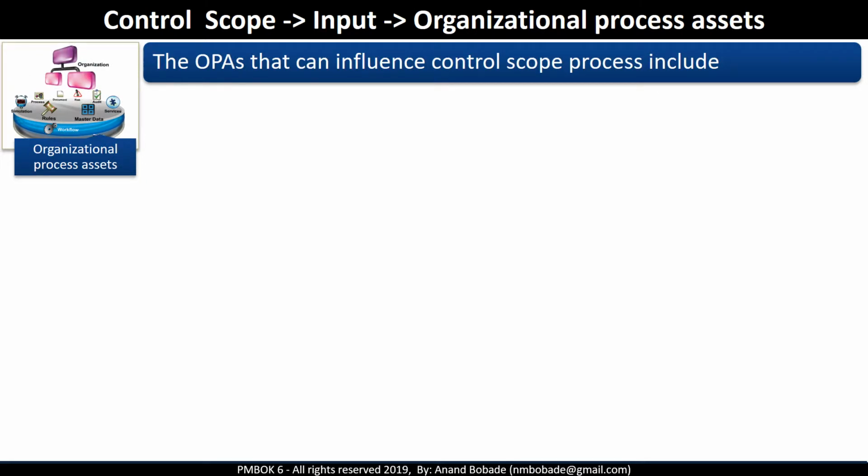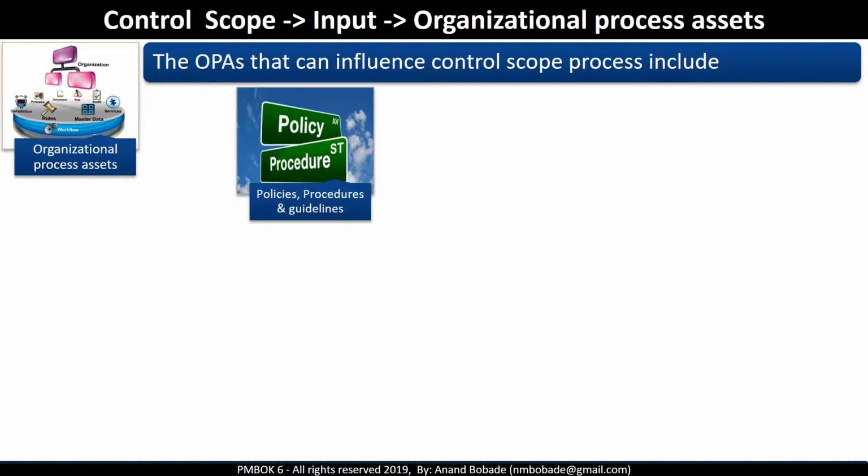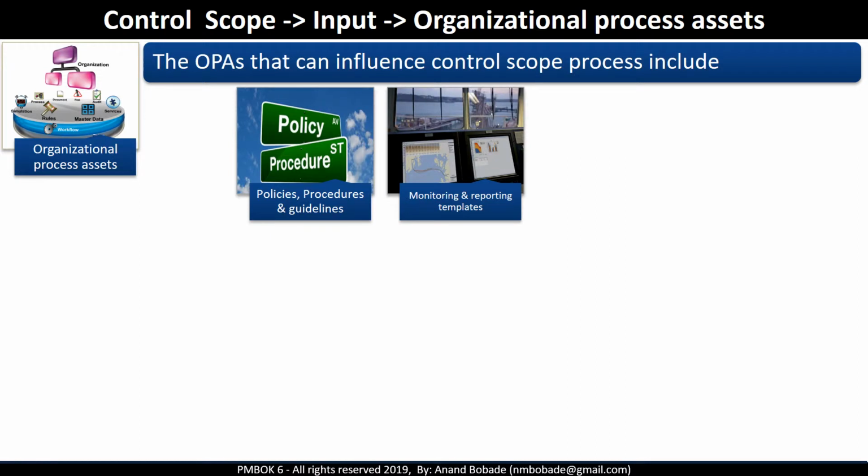Organizational process assets. Now, what are the OPAs that can influence the control scope process? It includes the existing policies, procedures, and guidelines to control the scope, the templates and reporting methods to be used for monitoring the scope.